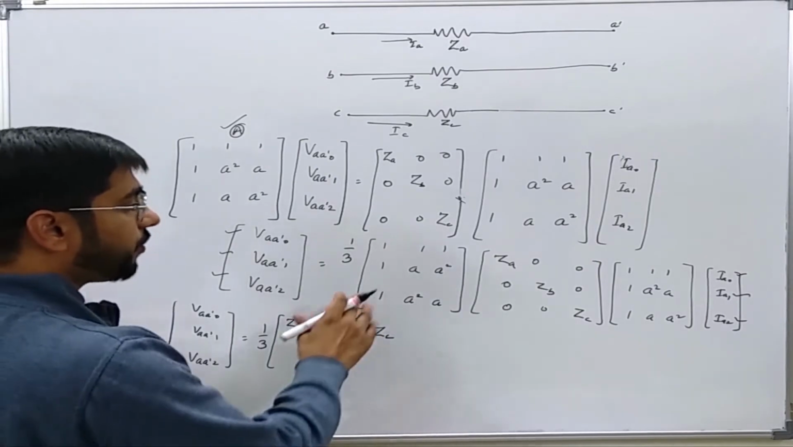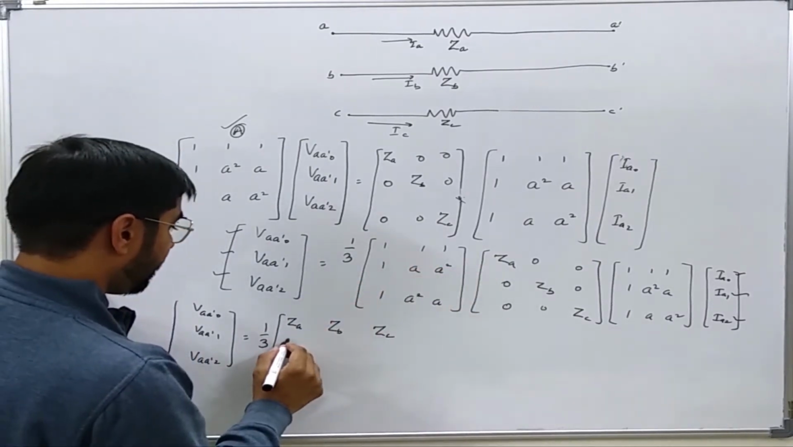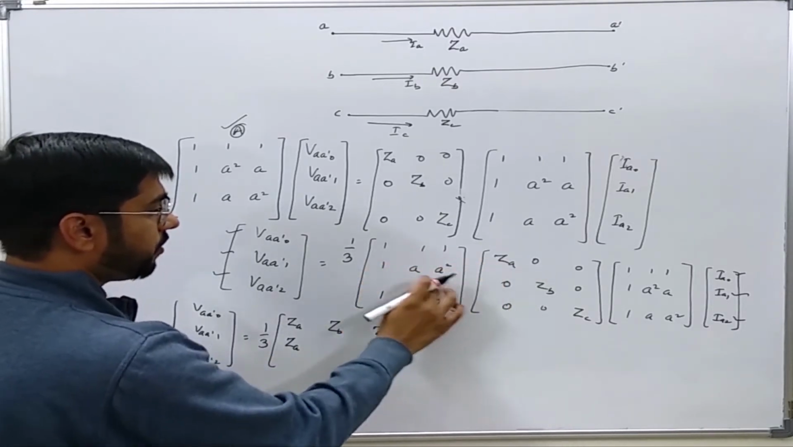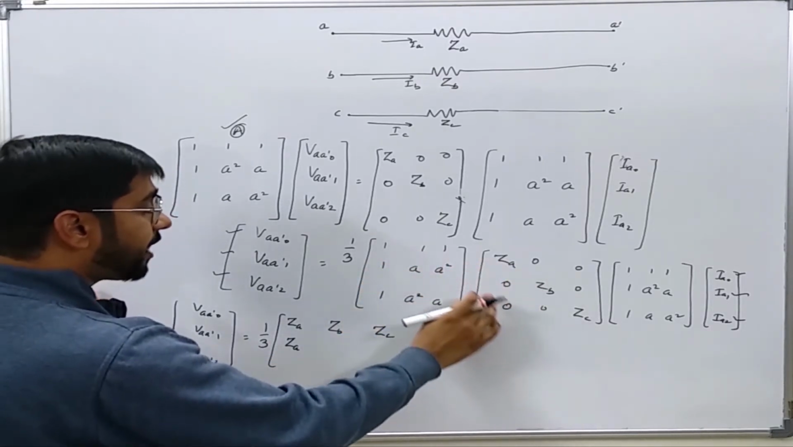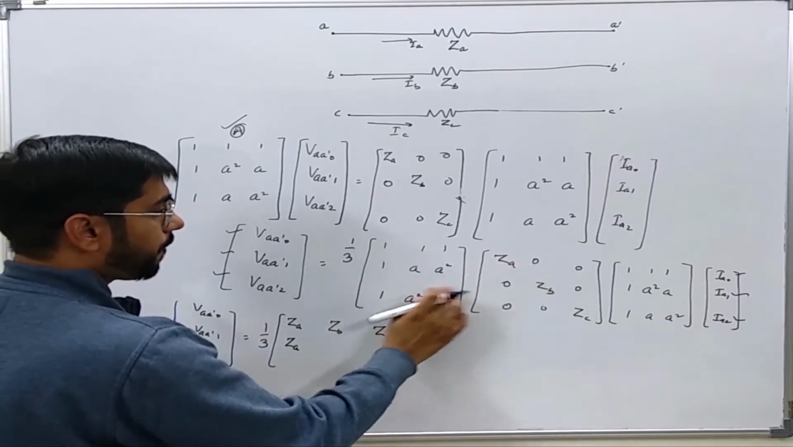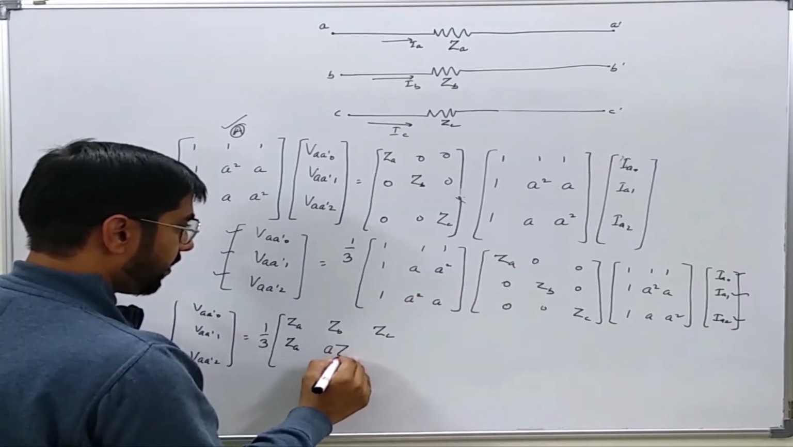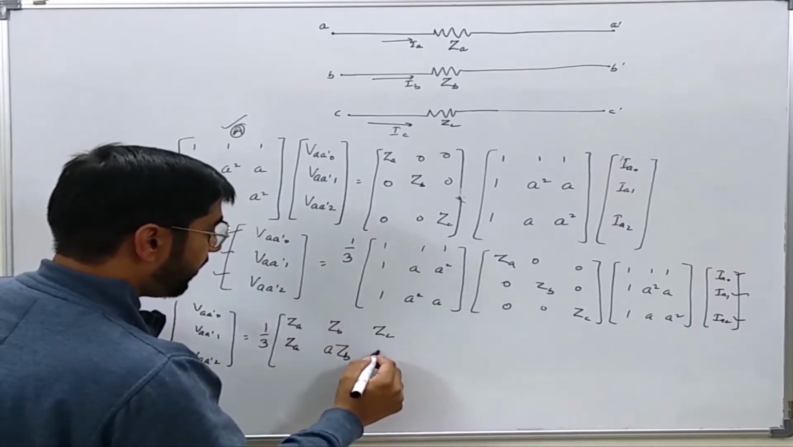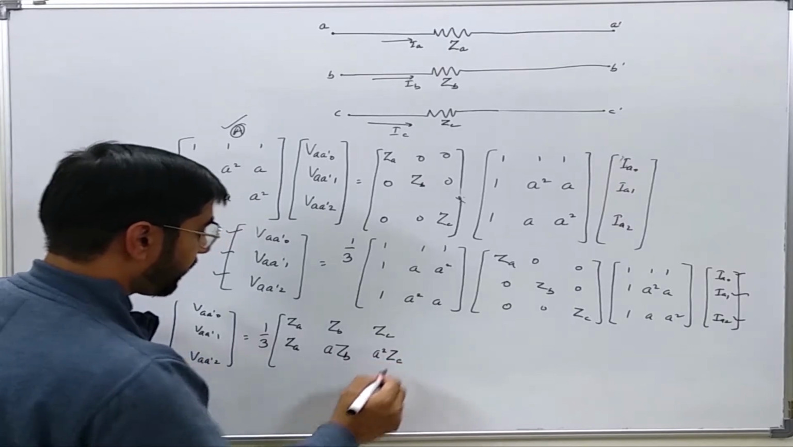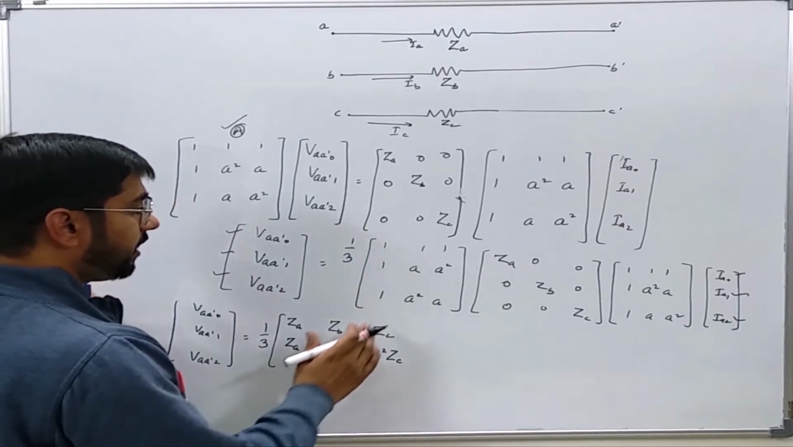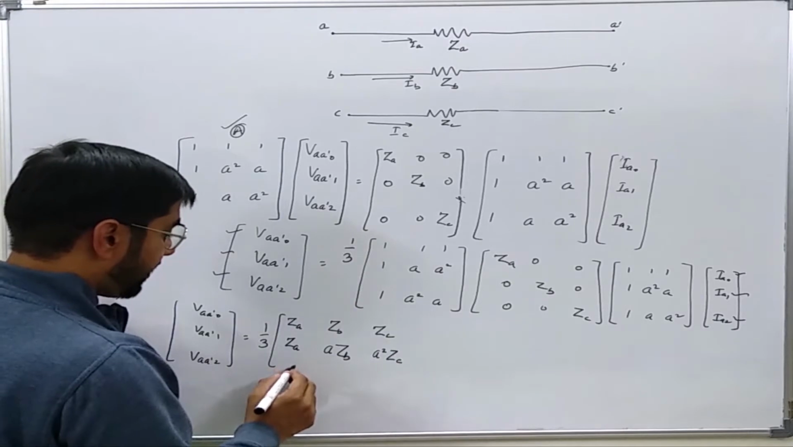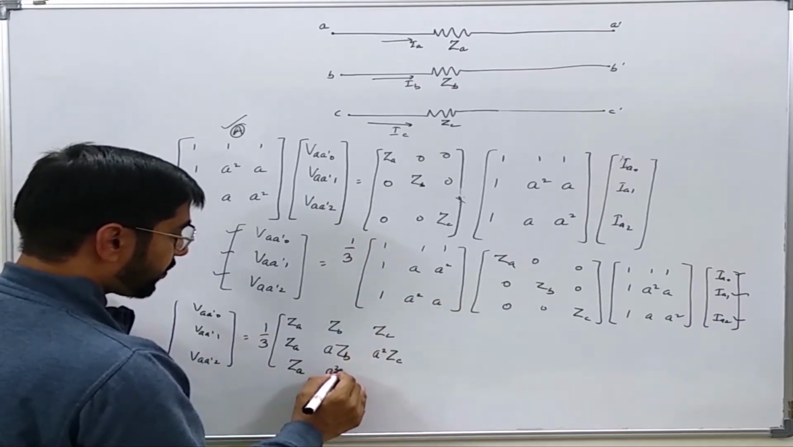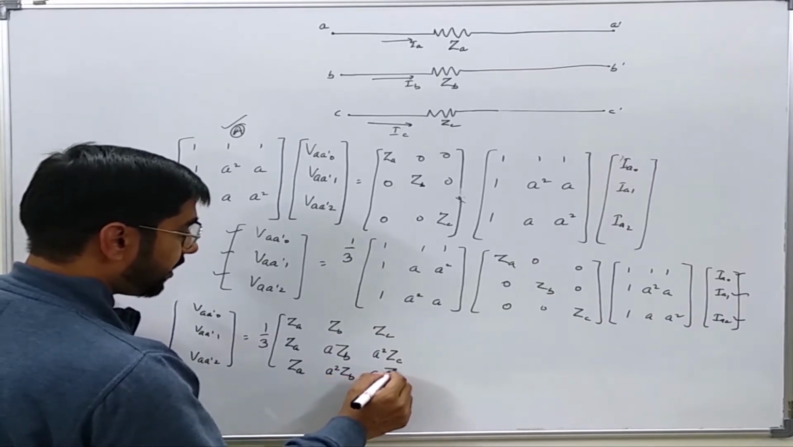Now let us do for the second row. ZA, 0, 0. Now for the second column of second row, 0 AZB. For the third column of second row it will be A square ZC. Now let us see the third row. First column will be ZA, second column will be A square ZB, AZC.